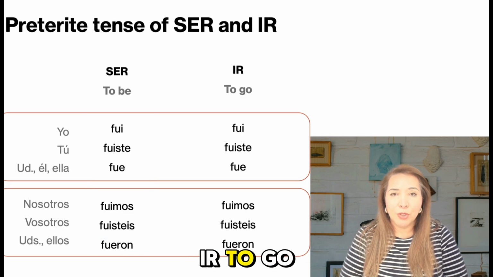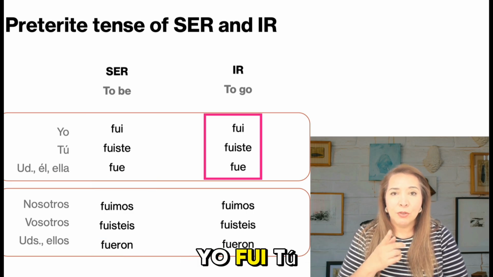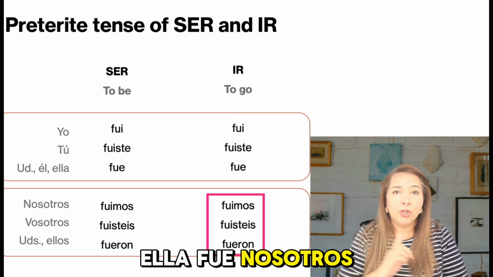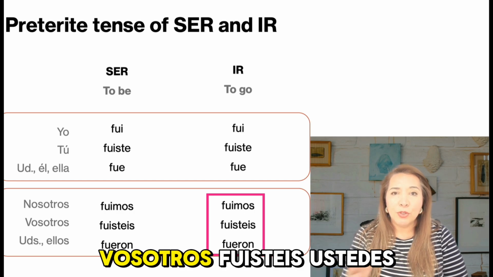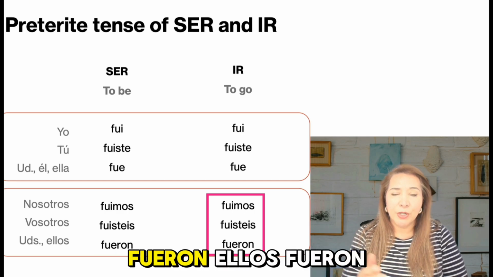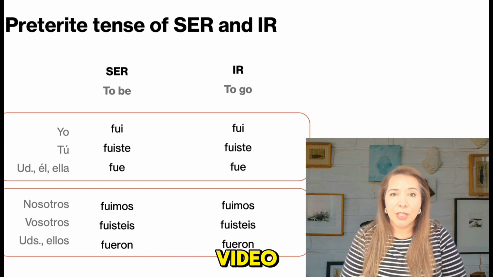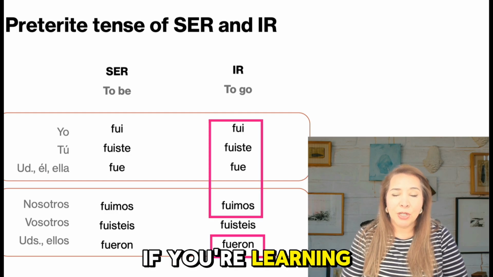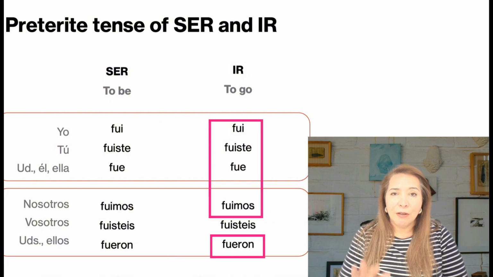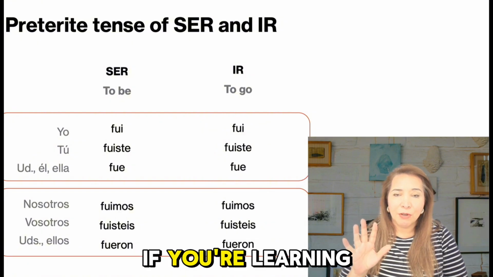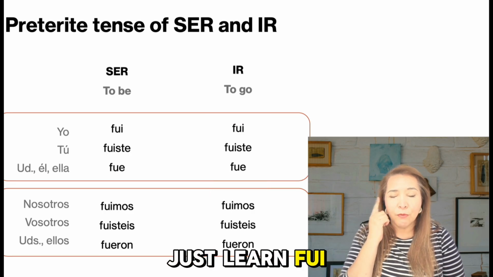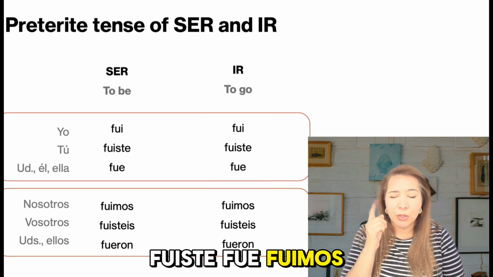Let's go to ir, to go. Yo fui, tú fuiste, él fue, ella fue, nosotros fuimos, vosotros fuisteis, ustedes fueron, ellos fueron. So take a minute, pause this video, and memorize them. So you have to memorize, if you're learning the Spanish from Latin America, 5 conjugations. If you're learning the Spanish from Spain, 6. Okay, so just learn fui, fuiste, fue, fuimos, fueron.